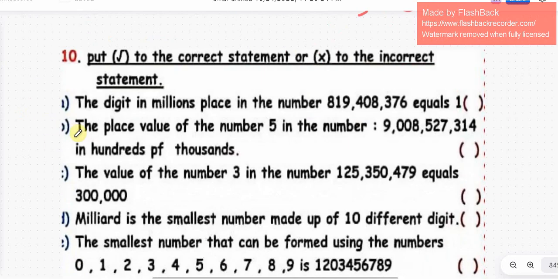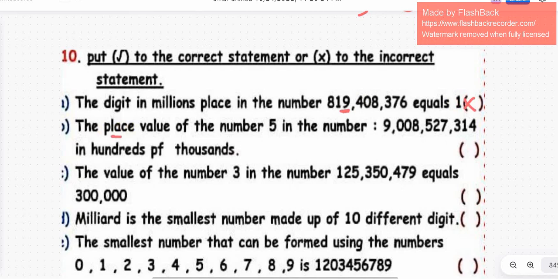Okay? Put right or wrong. The digit in the million place in this number equals 1. Let's see the million place. 1, 10, 100, 1,000, 10,000, 100,000, million. It's 9, not 1. Wrong.